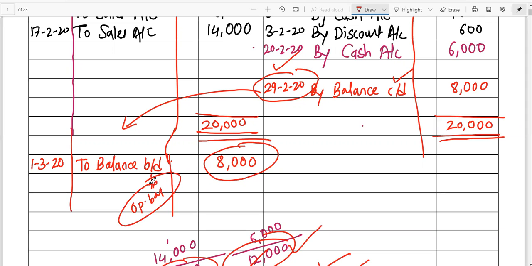So please close this account like this now. This is the way you should close the account. I hope you have written both side total at 20,000 in the same manner as me.